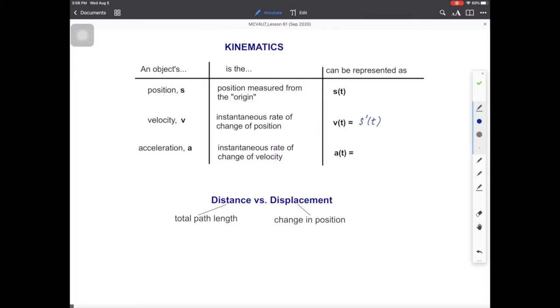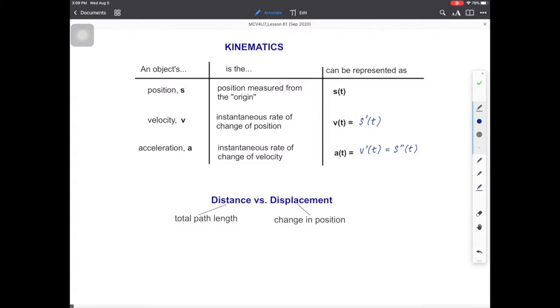Meanwhile, acceleration a is defined as the instantaneous rate of change of velocity. As a result, a of t is v prime of t, or the second derivative, s double prime, of position.